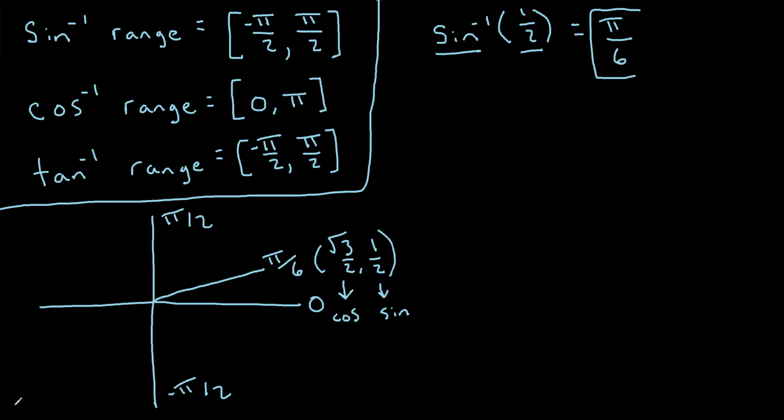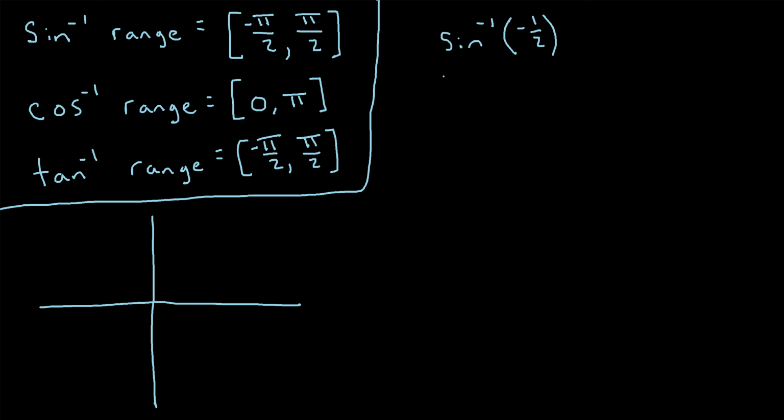And remember, we're only considering angles that are within this range of negative pi over 2 to pi over 2. So for example, if negative pi over 6 popped into your head, the xy coordinates that correspond to that are square root of 3 over 2 and negative 1/2. So remember, we're looking for what angle has a sine value of 1/2. So the only angle in this range on the unit circle that has a sine value of 1/2 is pi over 6.